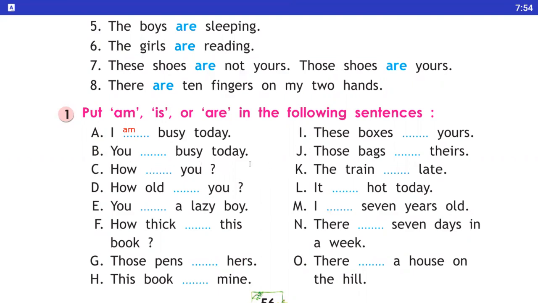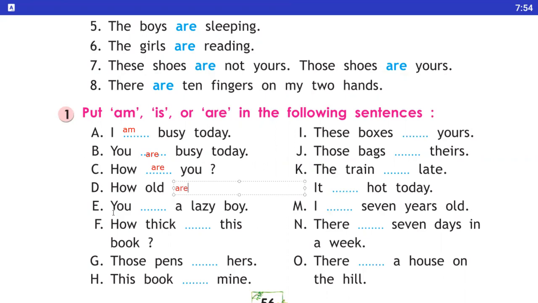Okay, you busy today. अब देखो, मैंने क्या बताया था, I के साथ am आएगा और always you के साथ क्या आएगा, always are with you, A R E. You are busy today. How are you? How के साथ क्या आया, are. How are you? How old are you? अब देखो दोबारा से question mark है ना यहाँ पर. How old are you?